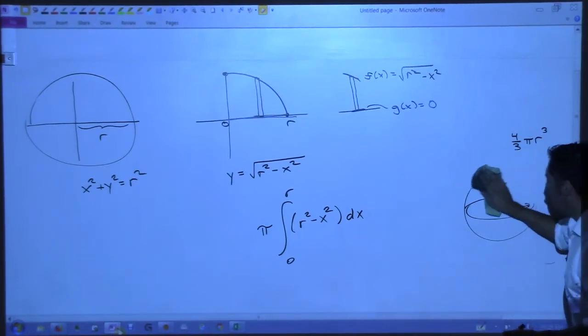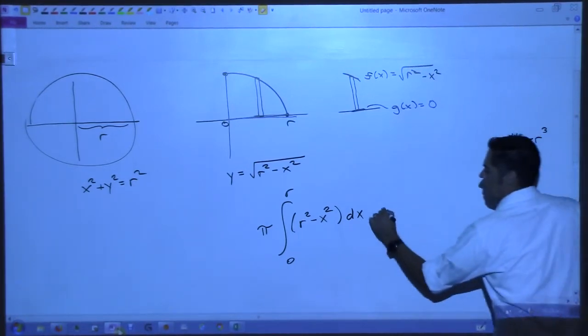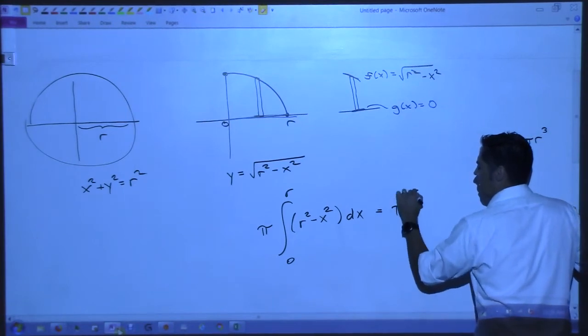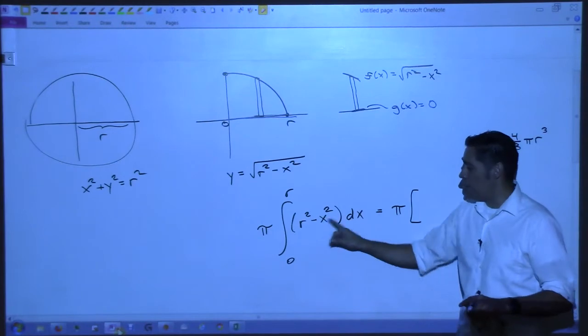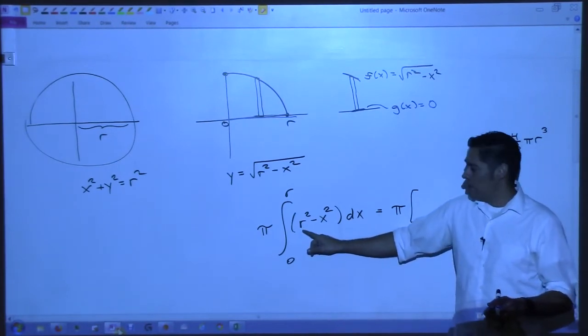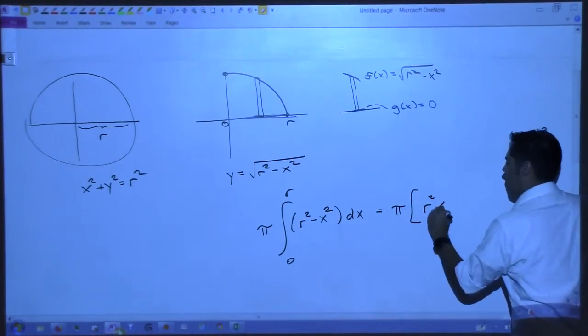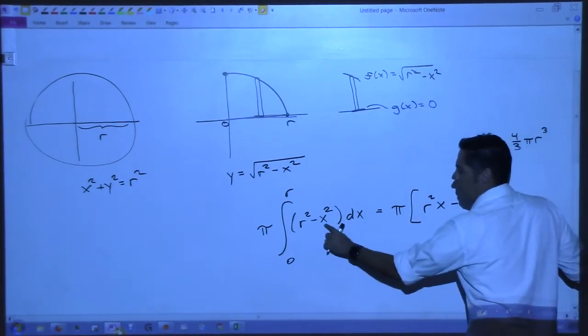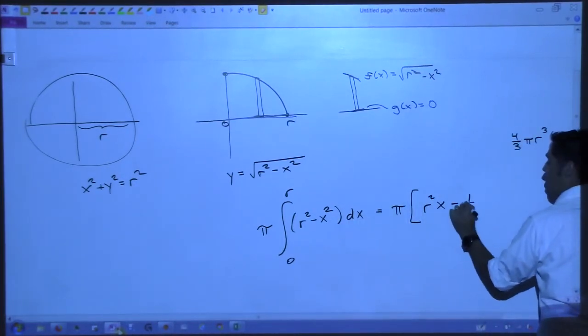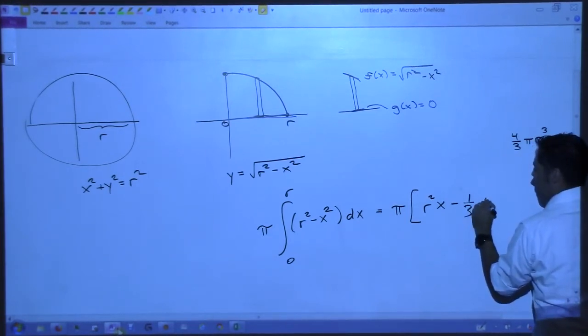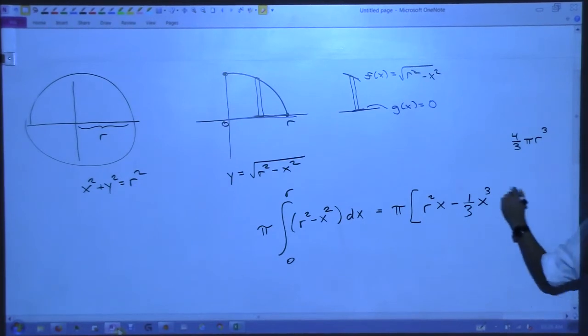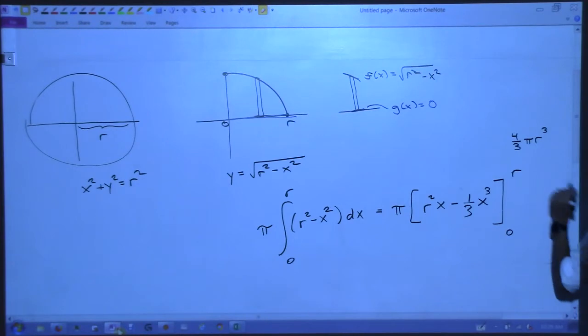And I really have no issues integrating that. This is going to be pi. Let's get the antiderivative. What's the antiderivative of r squared with respect to x? Remember, r is a constant, right? So r squared x. And then what's the antiderivative of x squared? 1/3 x cubed. I had a cubed in here. And I'm going to do this from 0 to r.